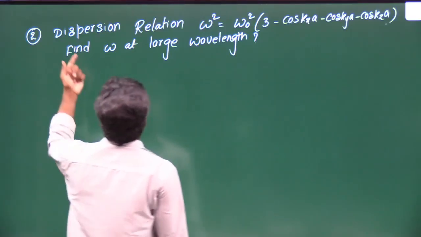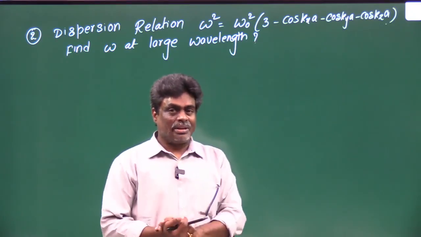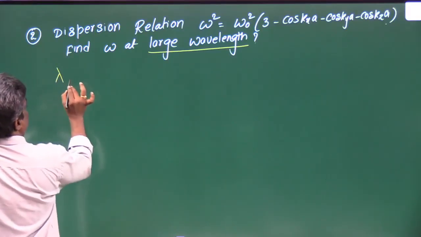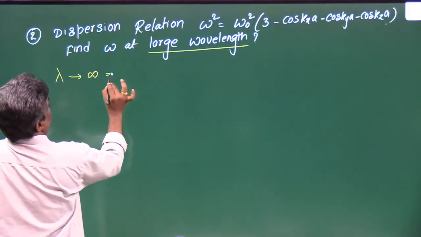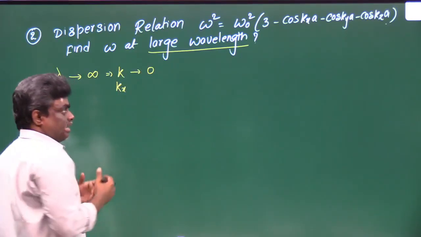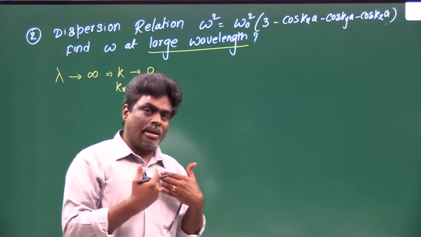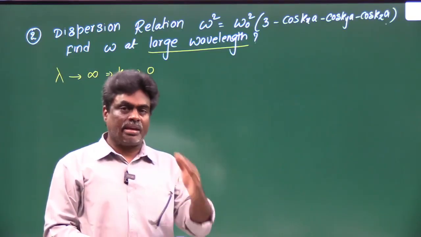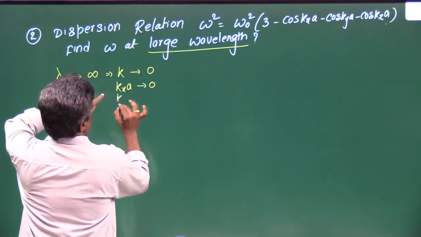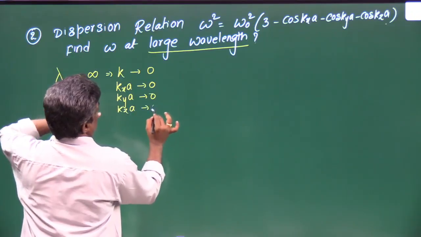Now again here the dispersion relation is given. Again a cos term is there, so definitely we can use the approximation. Large wavelength, again the same thing. Lambda tends to infinity, that's why k tends to 0. We can say k is nothing but kx x cap plus ky y cap plus kz z cap. The overall k magnitude is tending to 0, means kx, ky, kz are all tending to 0. So kxa tends to 0, as well as kya and kza tend to 0.